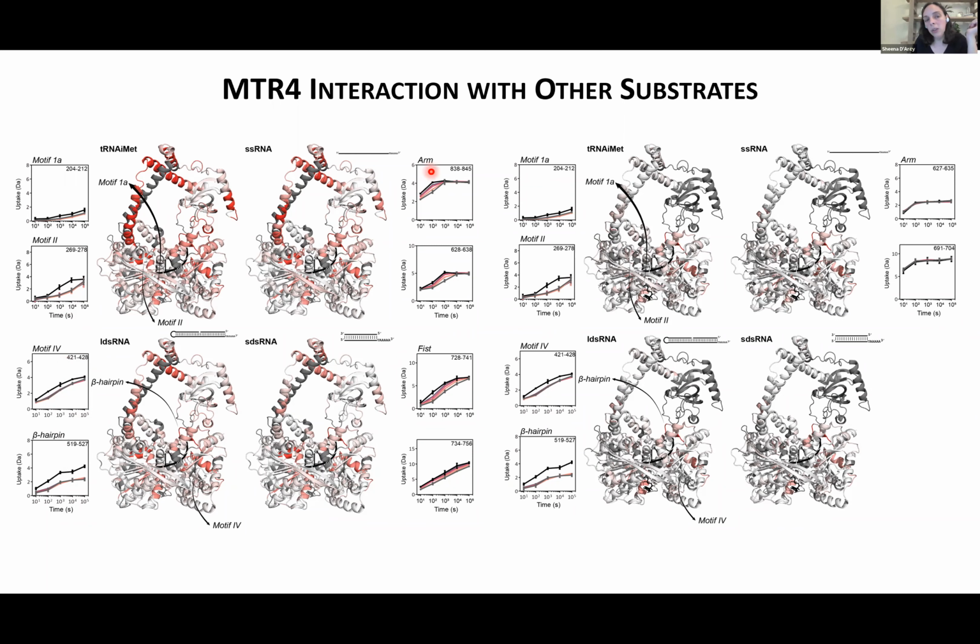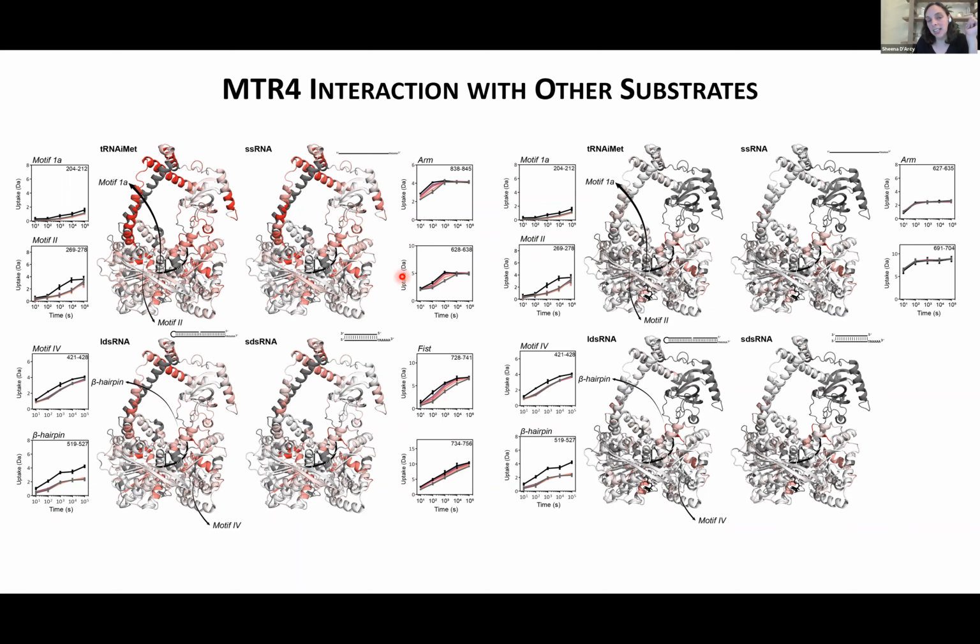However, when we look at the changes in the arm and the fist, remember the fist we suggested was involved in RNA binding, while the arch undergoes a conformational change, now we're seeing this graded effect, almost like a dose response, depending on which RNA we're using.